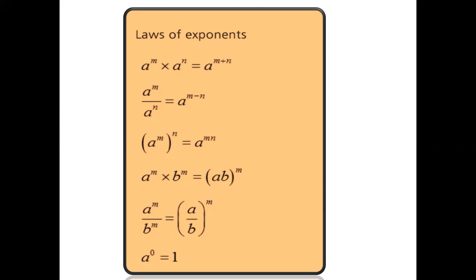Now, next one is a raised to the power m into b raised to the power m. Here the bases are different, so we'll write ab raised to the power m. Next, a raised to the power m divided by b raised to the power m, that is a upon b, raised to m. And the zero exponent is a raised to the power 0 is equal to 1. These all are the laws of exponents.